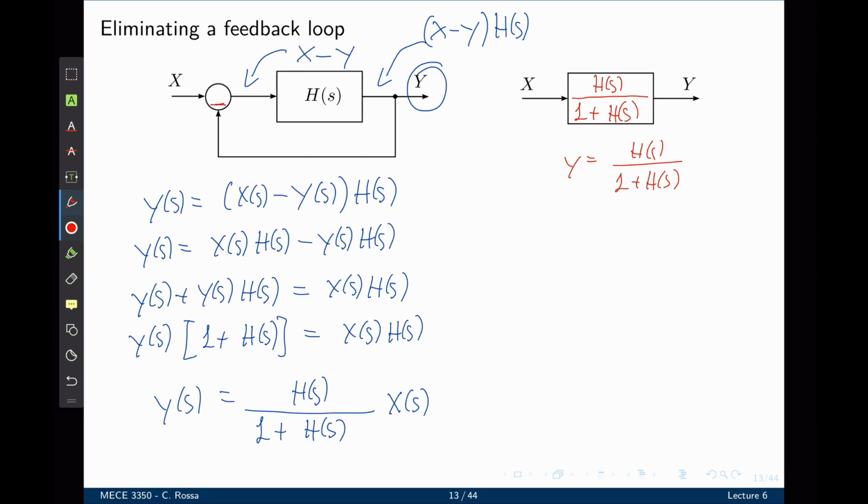In case we have a positive feedback loop with a positive sign here, the only difference will be y equals h of s divided by 1 minus h of s. So for a negative sign, 1 plus h of s, and for a positive sign, positive feedback, 1 minus h of s. This is a very important operation because it allows us to eliminate any feedback loop and further combine transfer functions to simplify the block diagram.